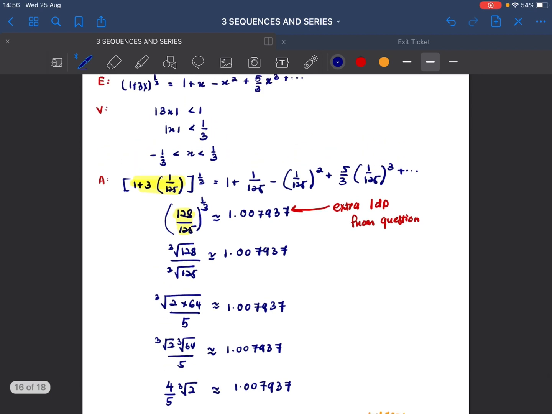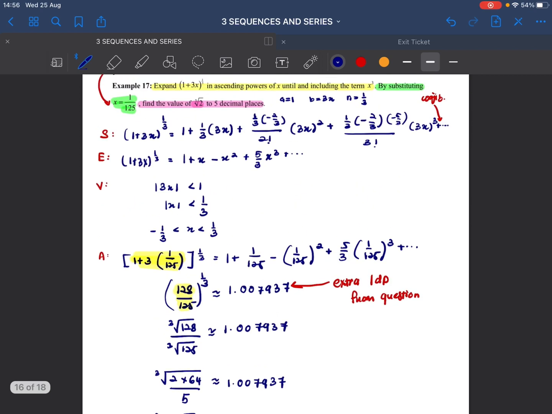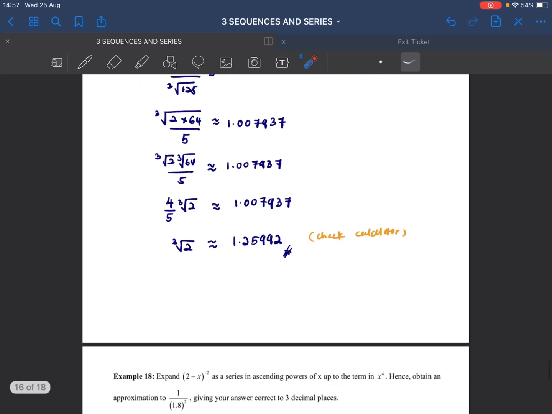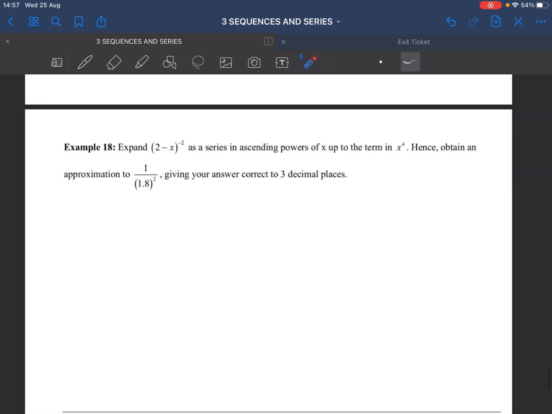Okay, we want to find our approximation. So expand tak ada masalah. Simplify saya dah explain dalam video yang sebelum ni. Expand tak ada masalah. Validity lagi tak ada masalah. So approximation, if x is given, we are going to substitute left hand side, substitute right hand side. Right hand side kira terus. Make sure extra 1 decimal places from the question. Left hand side kira yang di dalam sahaja. Okay? Alright, so we are going to proceed to the last example here, example 18.